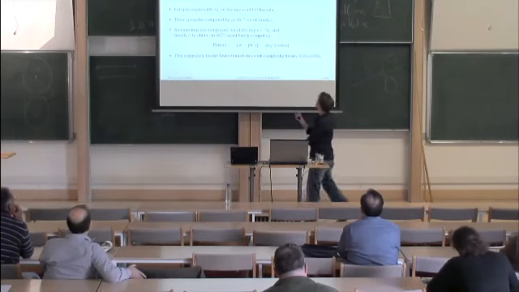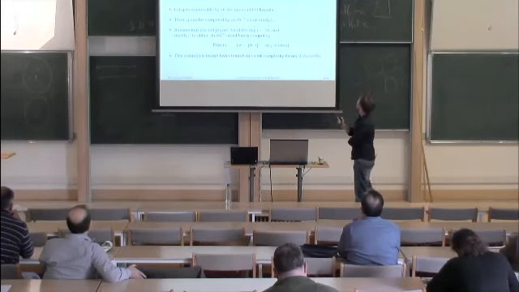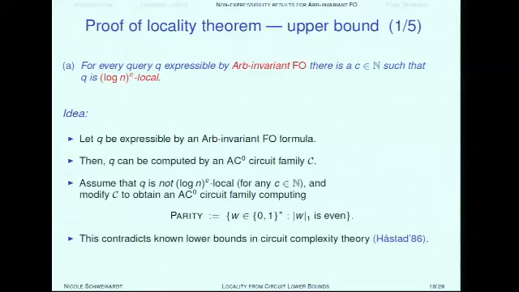I want to show that every query expressible by ARP invariant FO is log n to the C local for some constant C. So the idea is, take a query Q expressible by ARP invariant first order logic. What we know is ARP invariant first order logic precisely corresponds to non-uniform AC0. So Q can be computed by an AC0 circuit family. Let's call this C. And now assume that Q is not log n to the C local for any C.